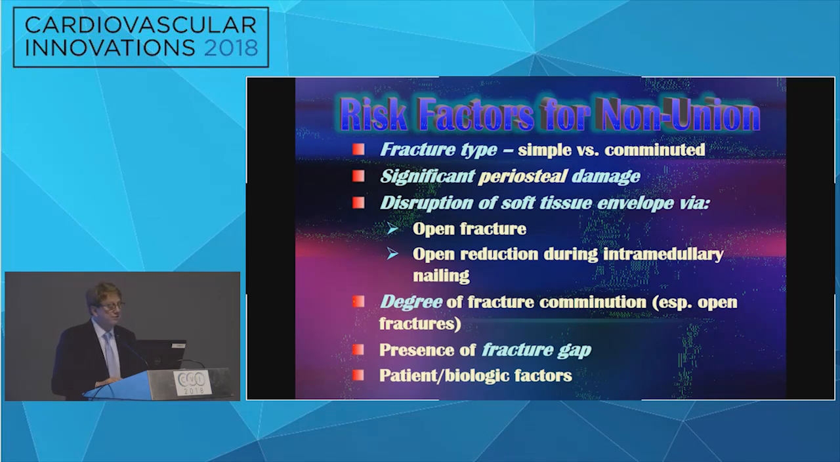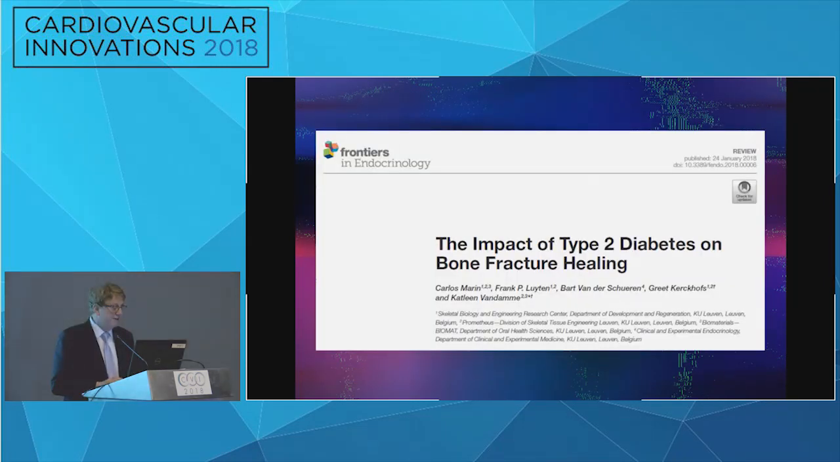So, risk factors for non-union, we go through this list, and I don't need to belabor the degree of fracture comminution, presence of infection, graft. I want to go to the last bullet on here: patient biologic factors. We're talking about diabetic patients, and what are some of these potential factors? So I went to look at a little bit of the literature on here. That's because I absolutely have no social life lately, and I have nothing else to do.